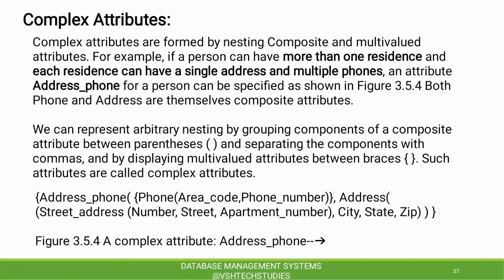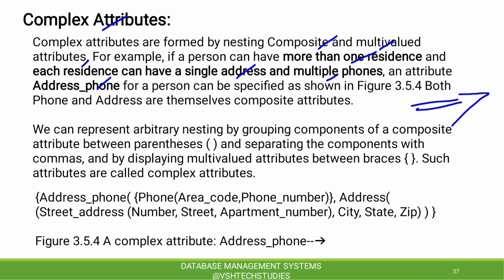Next, let us know about complex attributes. Complex attributes are formed by nesting composite and multivalued attributes. For example, if a person can have more than one residence, and each residence can have a single address and multiple phones, the attribute taken for this is address_phone for a person. It can be specified as in the figure that we are going to see next.